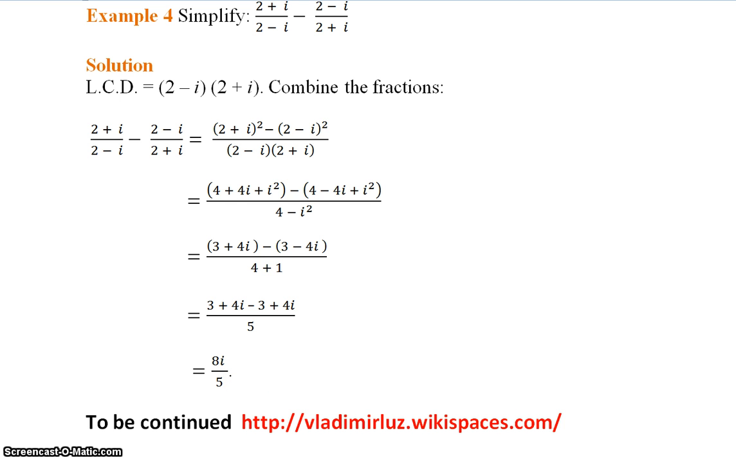This is the end of lesson number 2. During the next lesson we will study applications of complex numbers to quadratic equations.